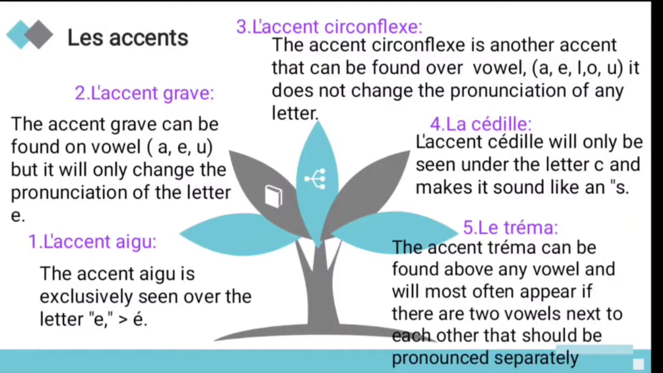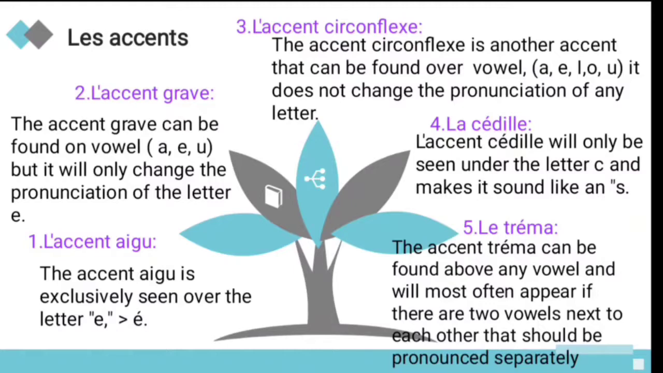And the fifth accent is the tréma. L'accent tréma can be found above any vowel and will most often appear if there are 2 vowels next to each other that should be pronounced separately. So the tréma, you can use on any vowel, that is A, E, I, O, U.